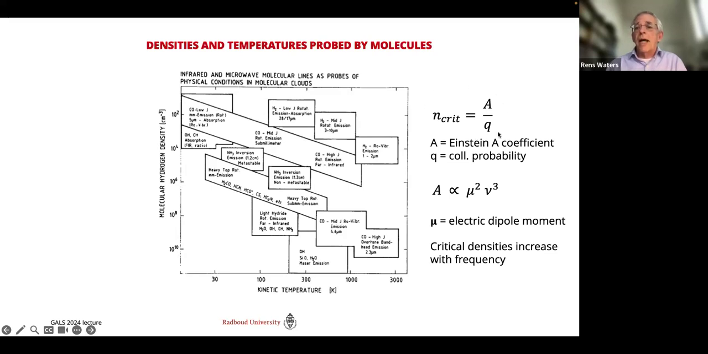Again, because like with the atoms and the ions, molecular transitions can also be characterized by critical densities in which the Einstein A coefficient and the collisional rates are related like this. And for molecules, the Einstein A coefficient goes proportional to the electric dipole moment squared and to frequency to the third power. So that means that the critical densities generally increase with frequency. And you can see that, for instance, for CO, this bar goes up here to higher densities and higher temperatures.